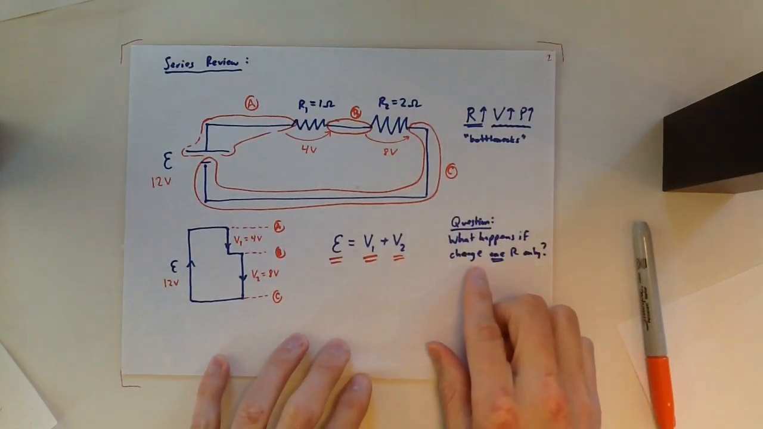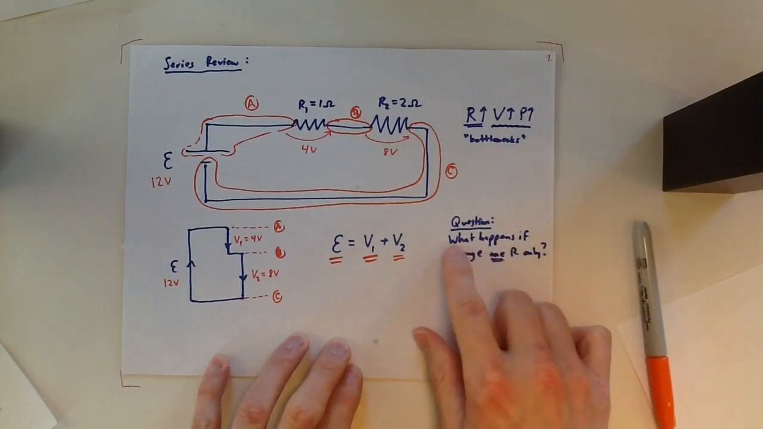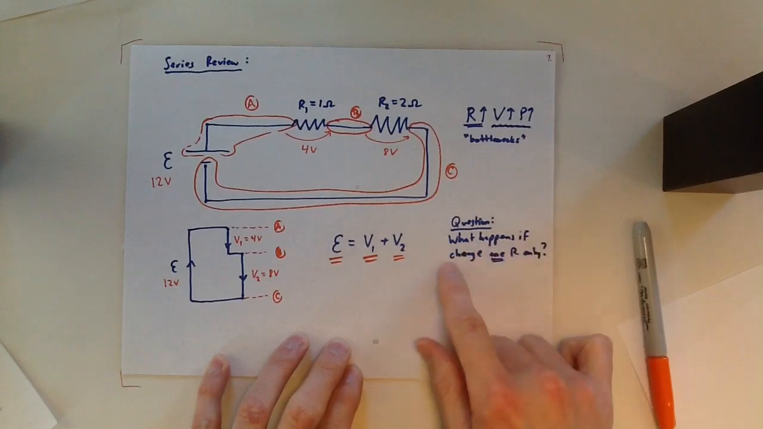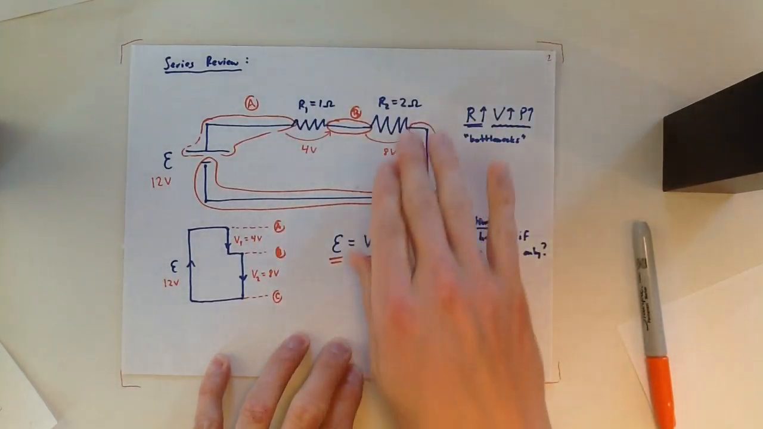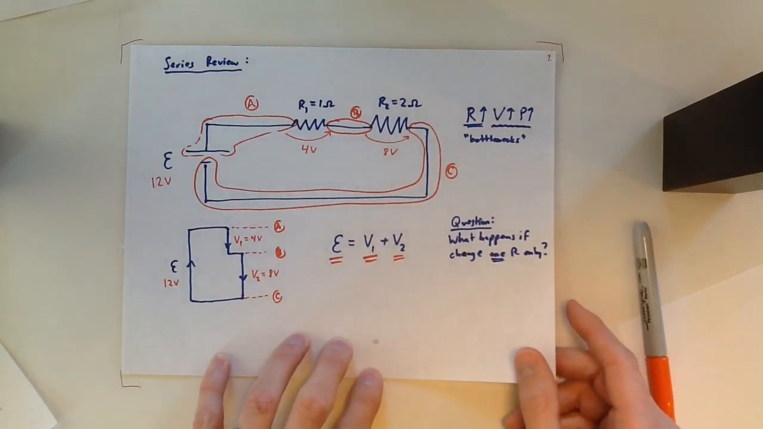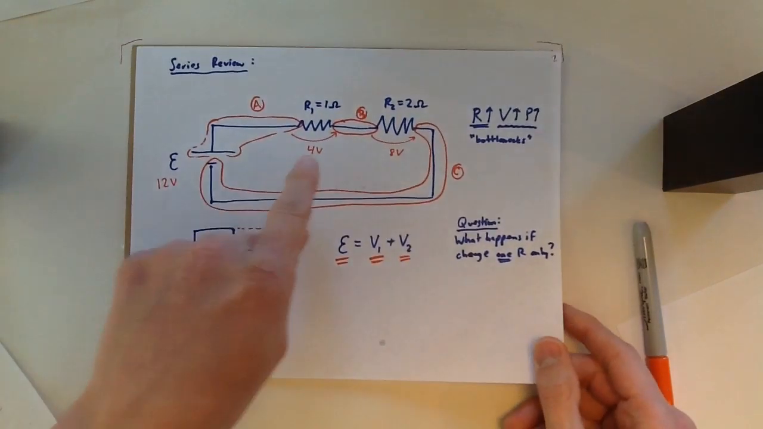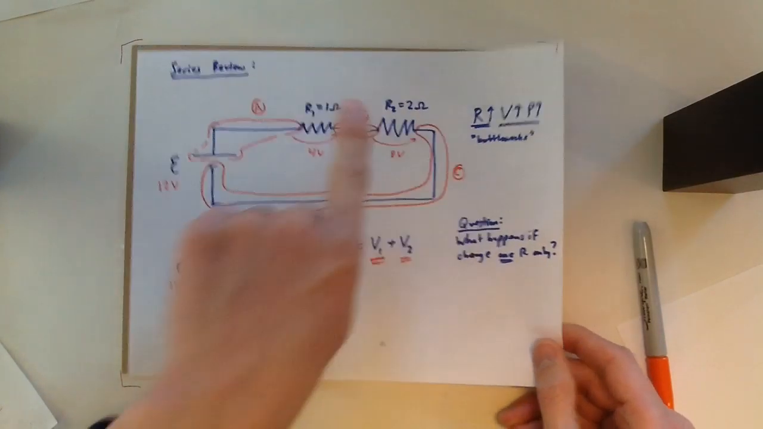But here's my question. What happens if you change one resistor only? Sorry, that's hard to read. It says, what happens if you change one resistor only? So we're going to mess with the resistance value of one of the resistors in the series chain. We're not going to touch R1, we're going to leave that as 1 ohm, but we're going to start messing with R2.